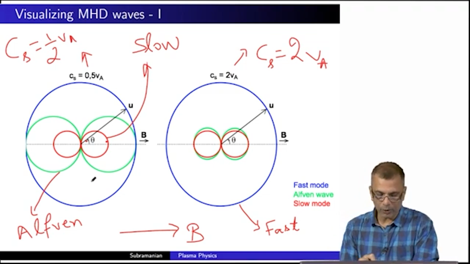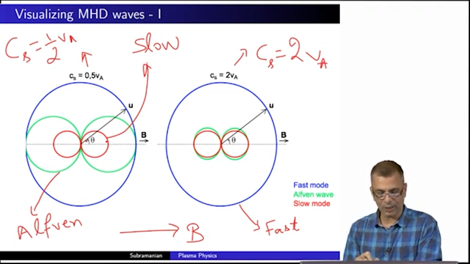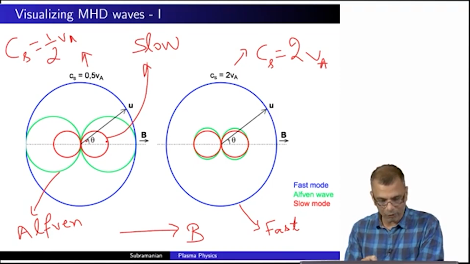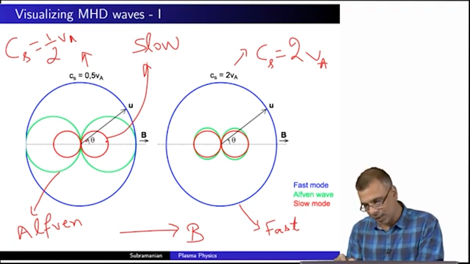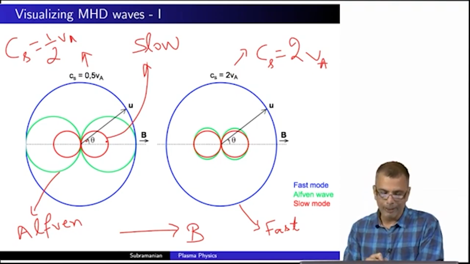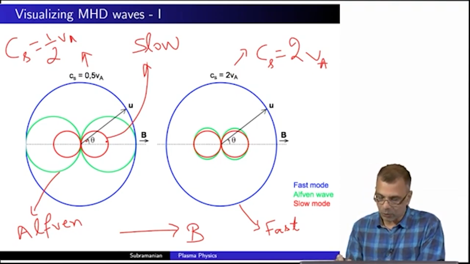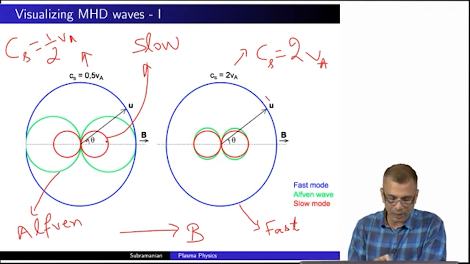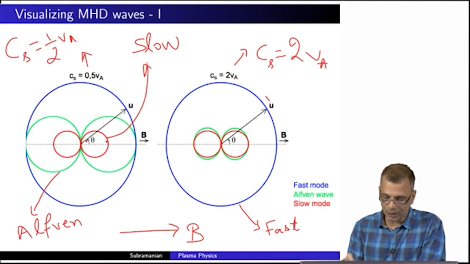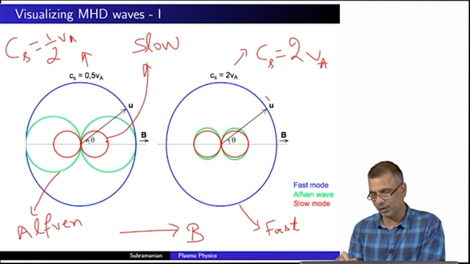But the important difference between this case, where the sound speed is smaller than the Alfvén velocity, and this case, where the sound speed is larger than the Alfvén velocity, is that the fast mode is more nearly isotropic here. Here there is a little bit of flattening, whereas here it almost looks like a perfect circle. The theta dependence is not there at all for the fast mode.